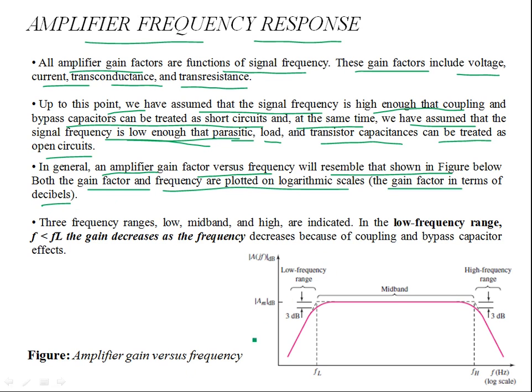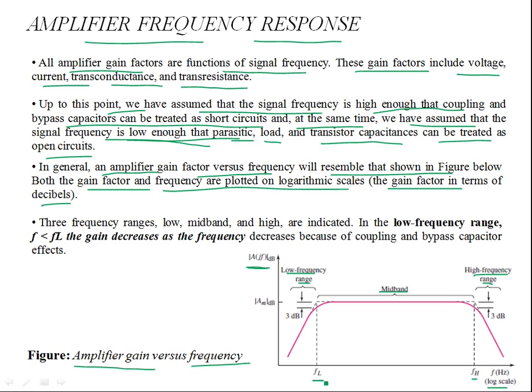In this figure down below, we have an amplifier gain in decibels as a function of frequency, on a logarithmic scale, and you see there are three regions. One is the low frequency region. Then you have the mid-band region where the gain is independent of frequency. It's not changing as the frequency is increasing. There is no change in the voltage gain. Then you have the high frequency range.